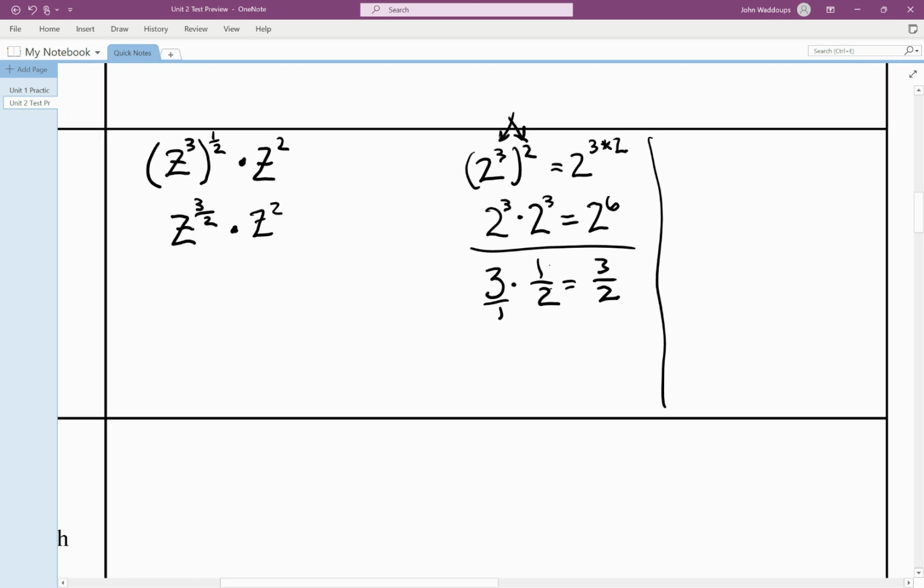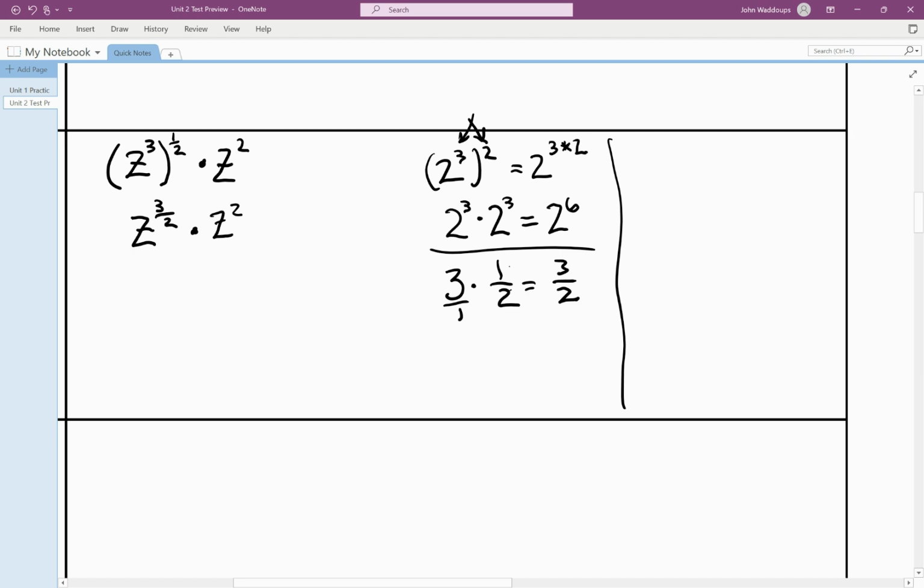Now I'm multiplying like bases. So just like we talked about right here, that when I multiply like bases, I add the exponents. So the rule, if I've got b raised to the power m times b raised to the power n, that's equal to b raised to the power m plus n. I like b because it's the base.